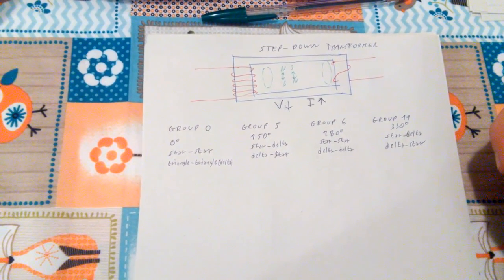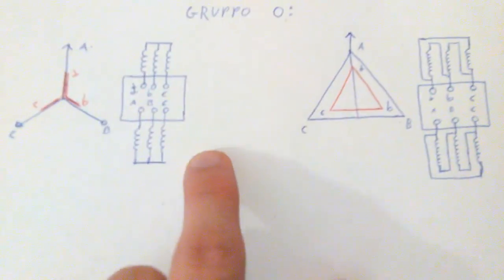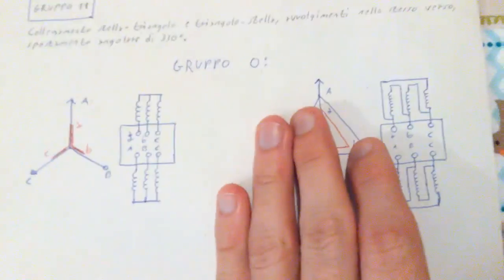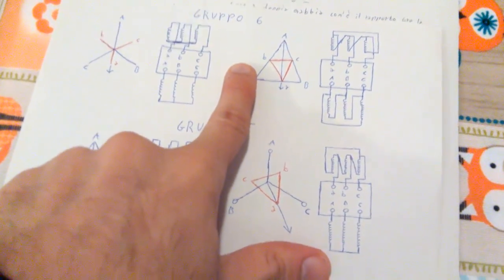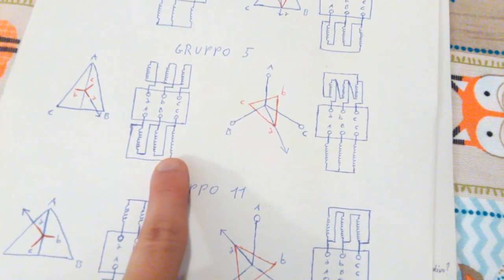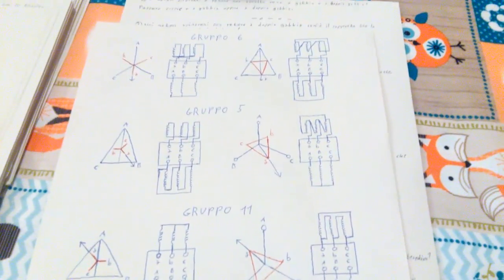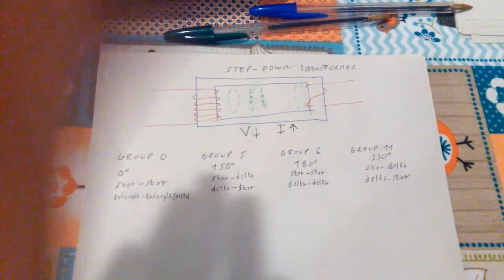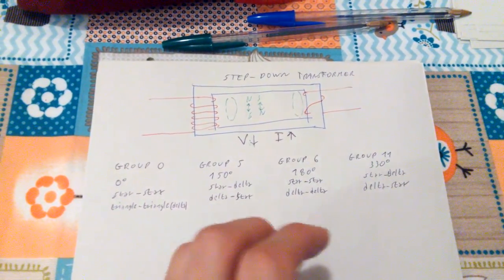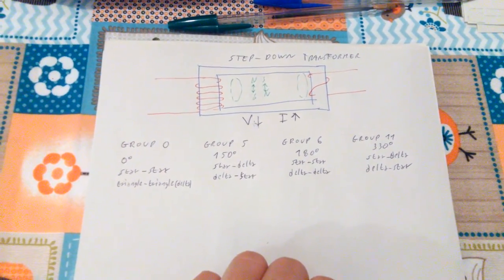I can actually show you a picture if you want to, just real quick. This is group 0. This is group 6. This is group 5, and this is group 11. So different connections and different angles. But anyway, I just wanted to tell you, for completeness. But yeah, that's pretty much it for transformer.